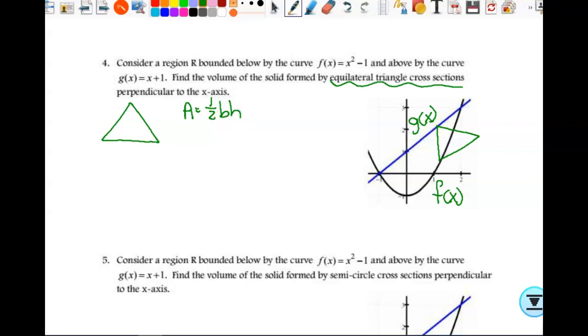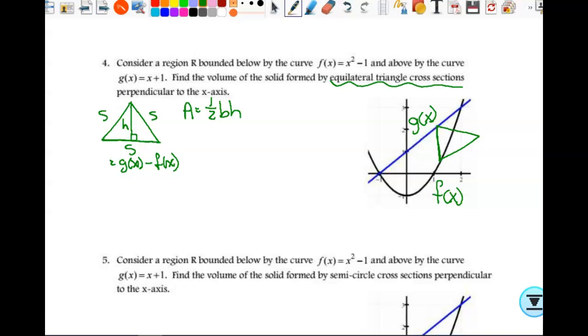Okay, so how am I going to find the base of this triangle, which would be the same as this right here? G of x minus f of x. So I'm still going to call these s's, I guess we can, but that is going to be g of x minus f of x. Do we agree with that? Okay. But let's think about how we actually find the area of an equilateral triangle. So here's the height.